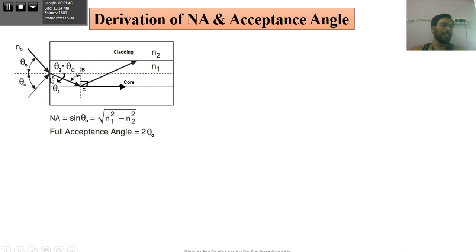After point A, light reaches point C, and I'm drawing a normal at C which cuts this dotted line. This dotted line is also a normal at point B, and let's say this angle is theta 2. Now, if this angle equals theta C, the light will follow this path. If this angle is greater than theta C, that means theta 2 is greater than theta C, then light will follow this path and total internal reflection will take place. These are the two things mentioned here. We will derive them using simple mathematics.